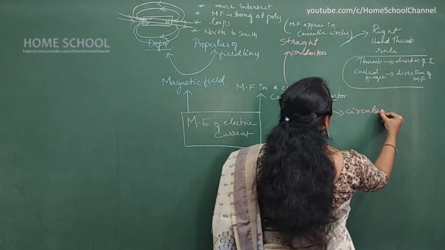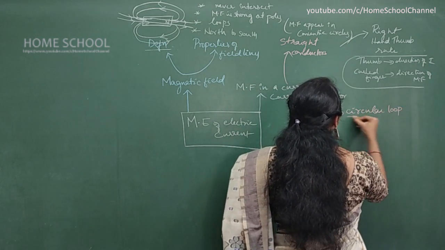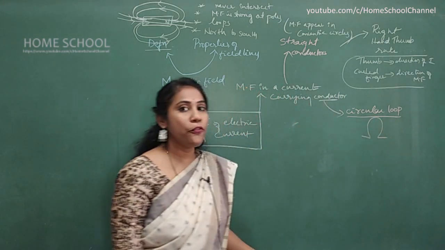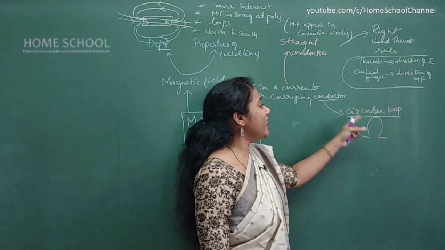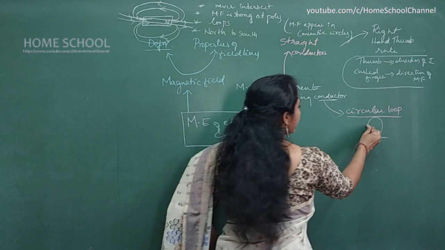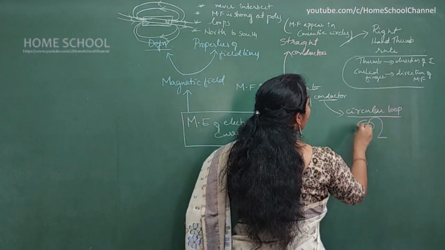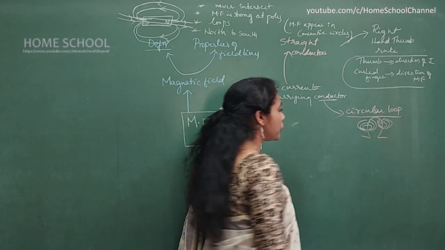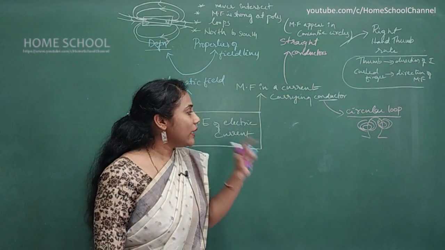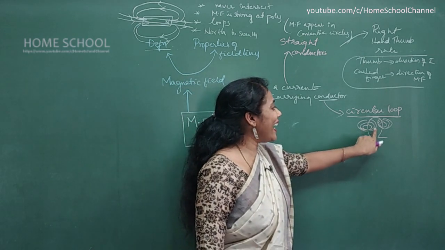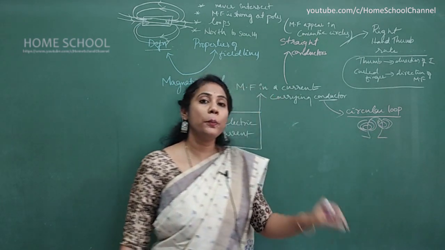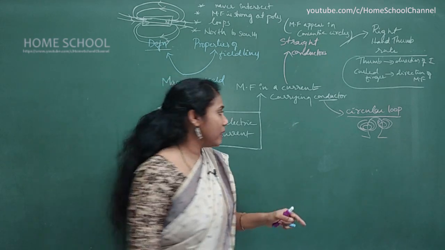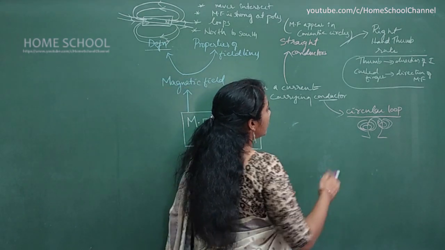If the conductor is in a circular loop form, then the magnetic field generated is in concentric circles only. No doubt, here also the magnetic field is generated in the form of concentric circles. And one more thing: the magnetic field at the center of a circular loop is in straight lines. It appears in a straight line. This point is important to understand here.